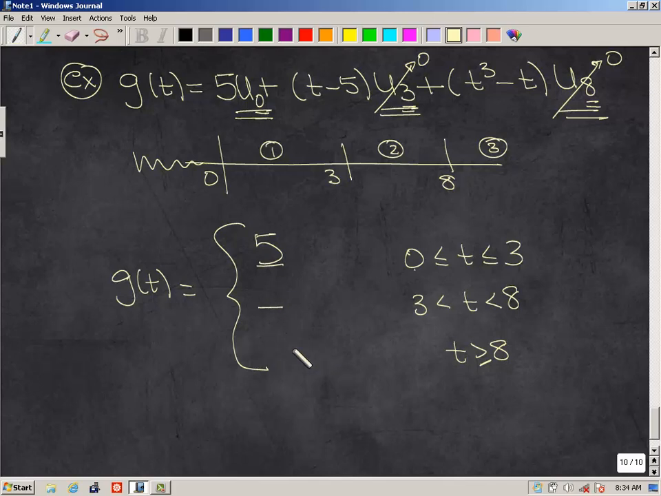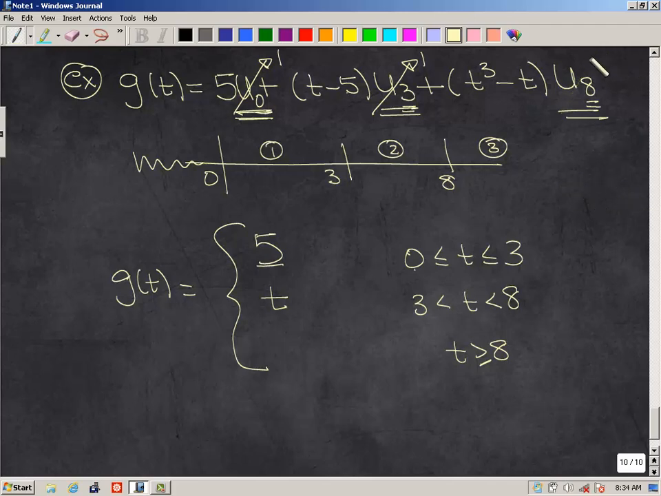Now what happens between 3 and 8? Once this one comes on at 0, it stays on, so this is going to be 1. This one comes on at 3, so between 3 and 8, since t is greater than 3, this one's on. And this one does not come on till 8, so it's still off. So we'll end up with what? 5 plus (t minus 5) times 1 is t minus 5. The 5's cancel, we get t.